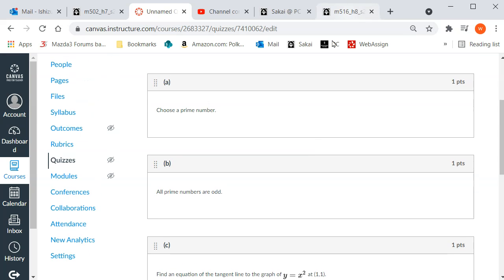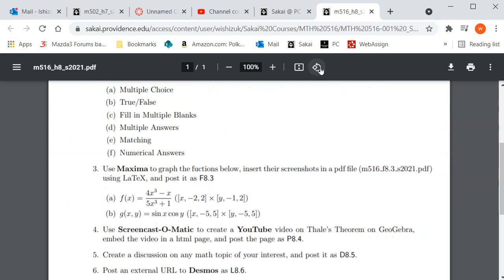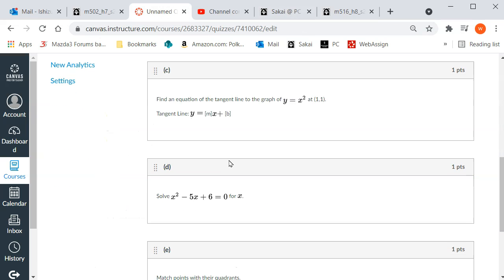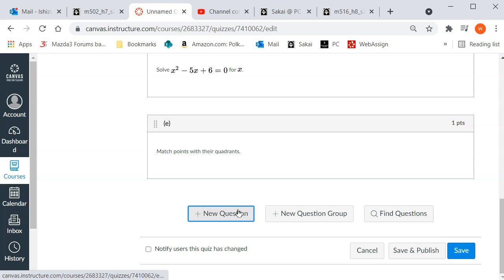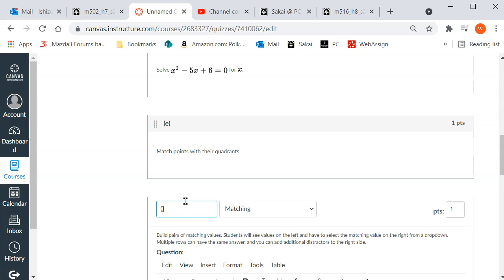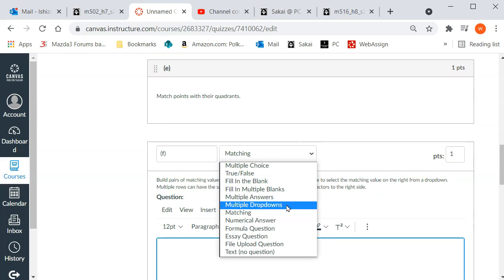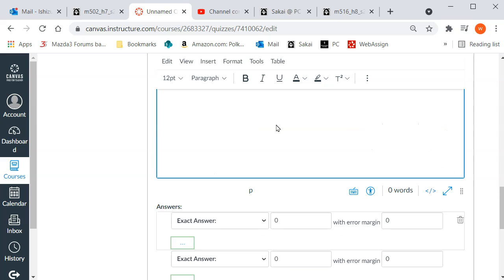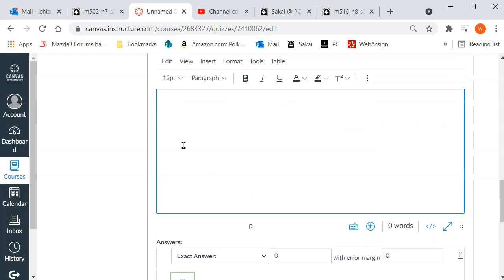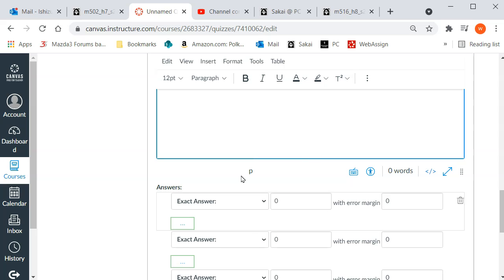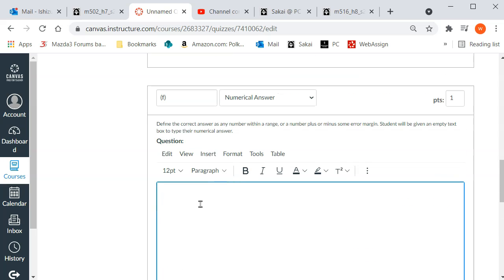And the last one we need to do is numerical answers. So make up something. It's going to be part F, and we're going to do a numerical answer. The good thing about this numerical answer is you can actually give a range, so the answer doesn't have to be exact, but I'm just going to do an exact one. Let's see, round the value of, say, square root of 3.